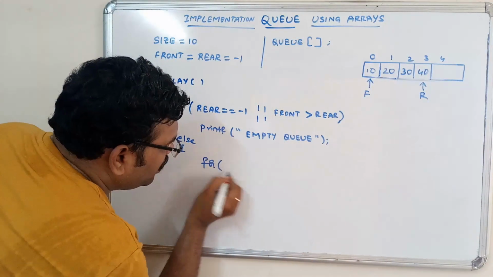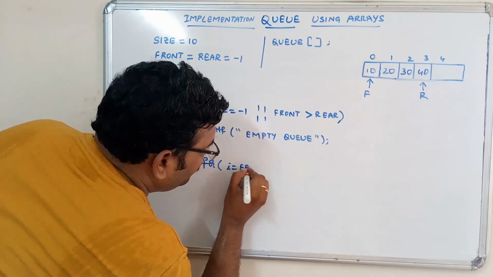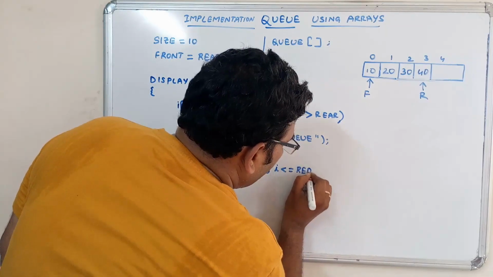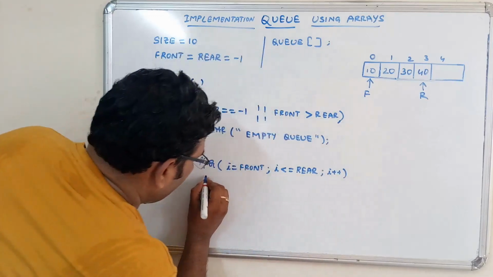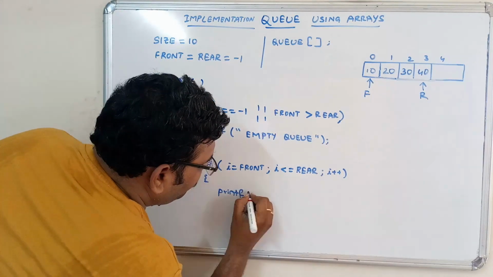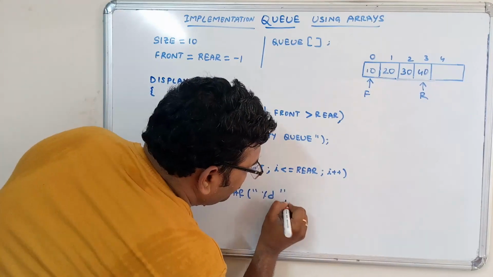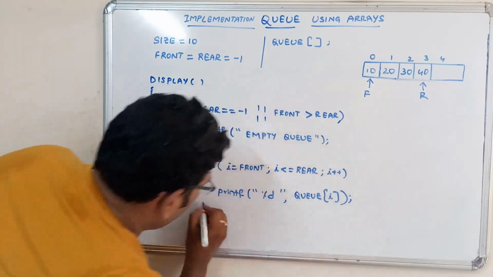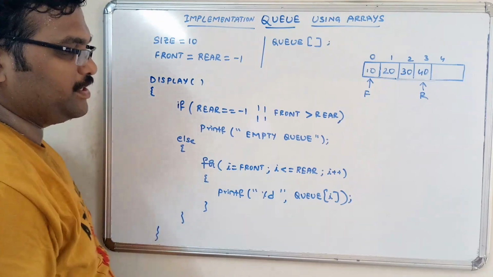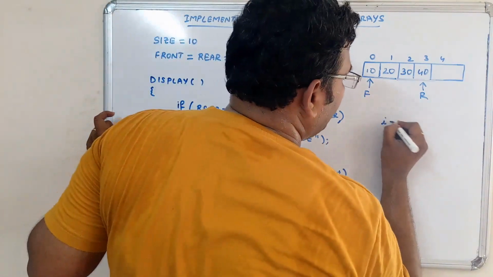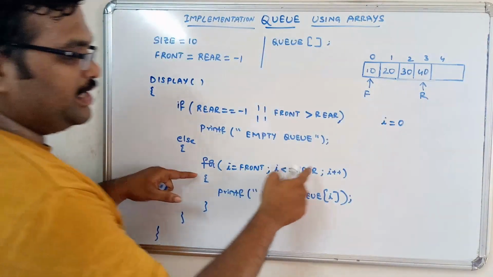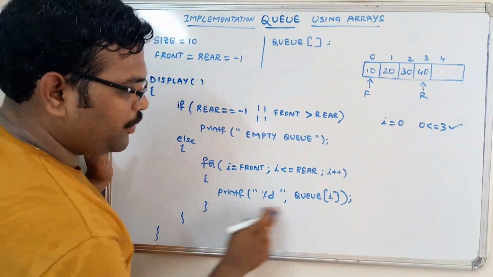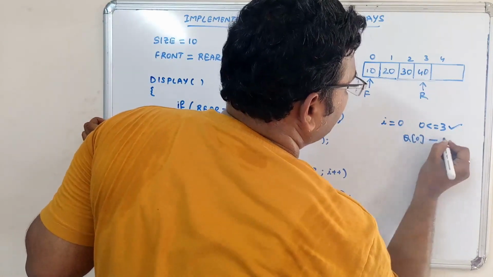So we need to use the iterative statements. For i is equal to front, simple for loop, i less than or equal to rear, i plus plus. Here we can print %d, q of i. Simple display function, right? So i is equal to front. So i is equal to 0. 0 less than or equal to 3. True. So q of i. So q of 0. That means 10 will be printed.